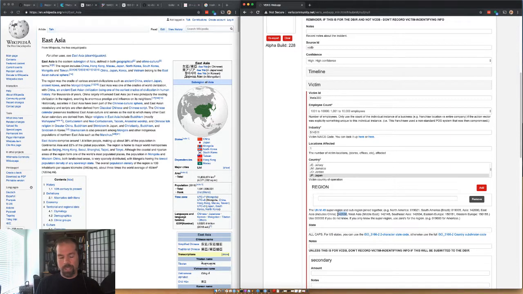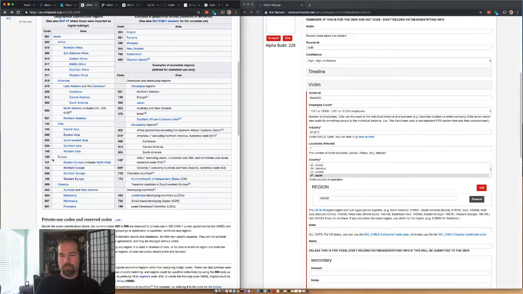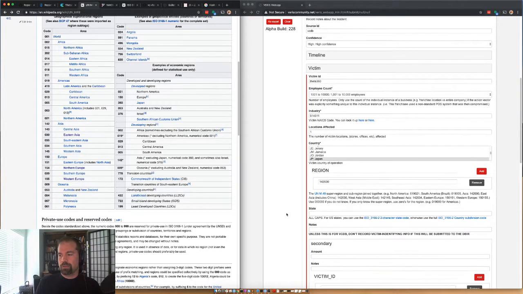And so we concatenate two parts of the region together. The major region, which in this case is Asia, is 142. And then the subregion is 030. And we concatenate them together to get the region code. And then if we need to get more detailed, we'll split it out, or we'll just search on the first three. And that's just kind of a historic process.